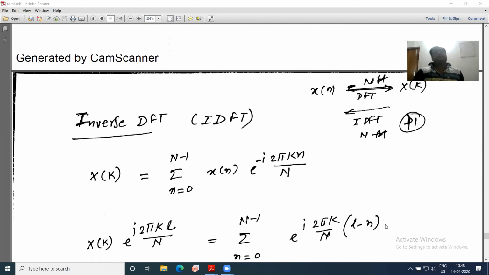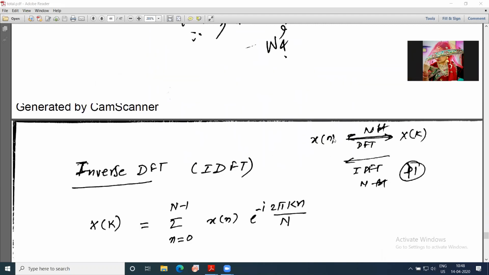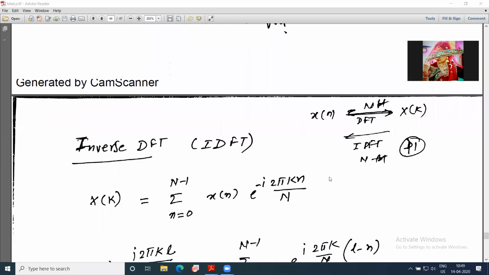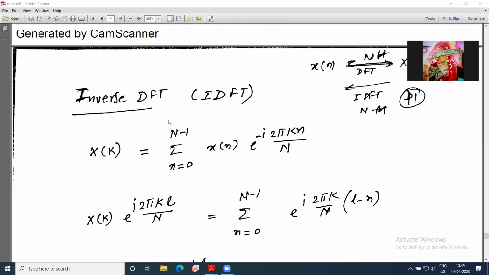So next we will discuss something called inverse DFT. Inverse DFT means suppose x of n having N-point DFT X of k, then the inverse of X of k is x of n. Agreed? Now let us look at that. Suppose X of k equals the summation n equal to 0 to N minus 1 of x of n e power minus j 2 pi kn by N. This is your X of k, the N-point DFT of x of n.